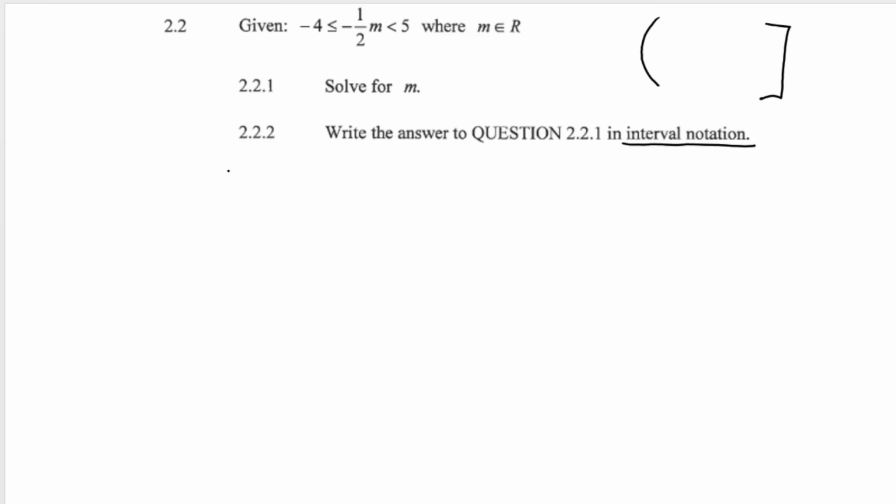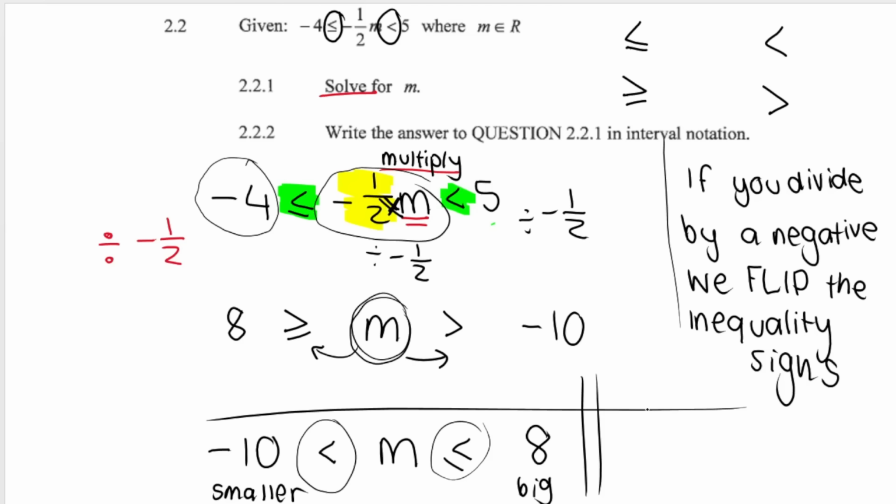So how would you write that in interval notation, which is what they want in 2.2.2? I'm going to write it over here in 2.2.2. We start at negative 10, we end at 8. Are we including negative 10? No, so we use round brackets. How do we know we're not including? Because there's no equal to sign over here. It's just m must be bigger than. We go from negative 10, we end at 8. Do we include 8? Yes, because this sign means smaller than or equal to, so you need to use square brackets.